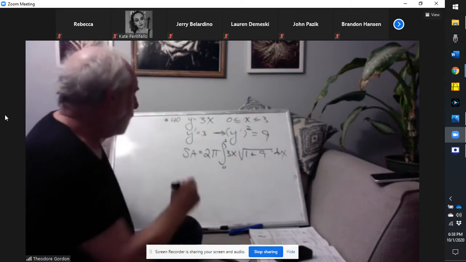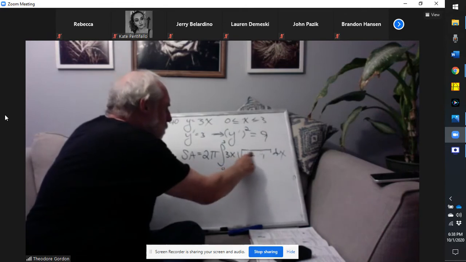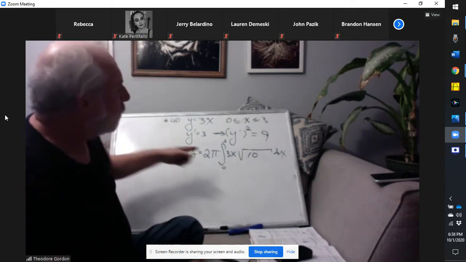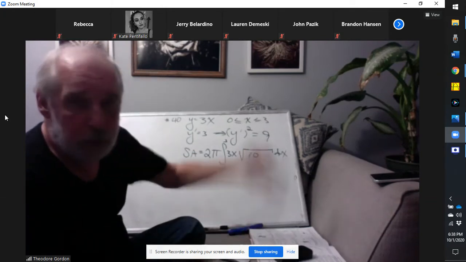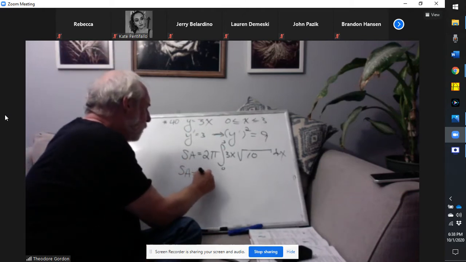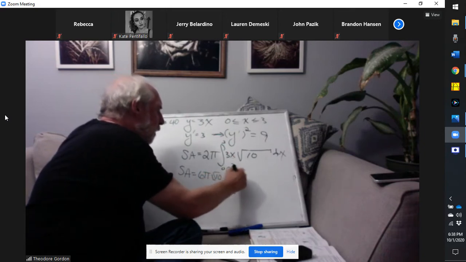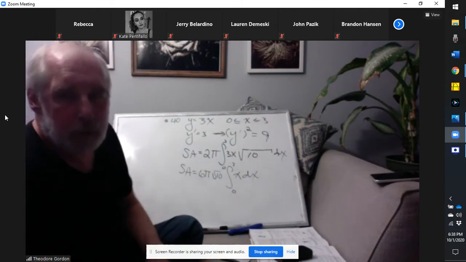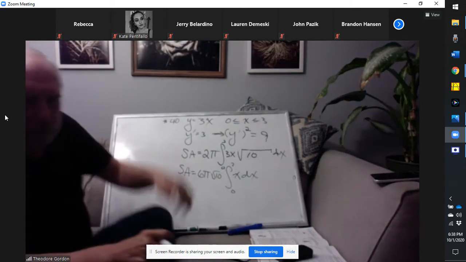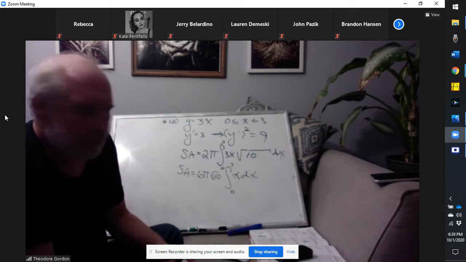So I'm going to pull all the constants out in front. So 1 plus 9 is just 10. Right. So 3 and the square root of 10 are constants, so you can pull them right out in front. So the surface area is 6 times pi times the square root of 10, and we're going to integrate from 0 to 3, just x dx. So there's the integral. All those constants and stuff make it look confusing. All right, any questions yet?